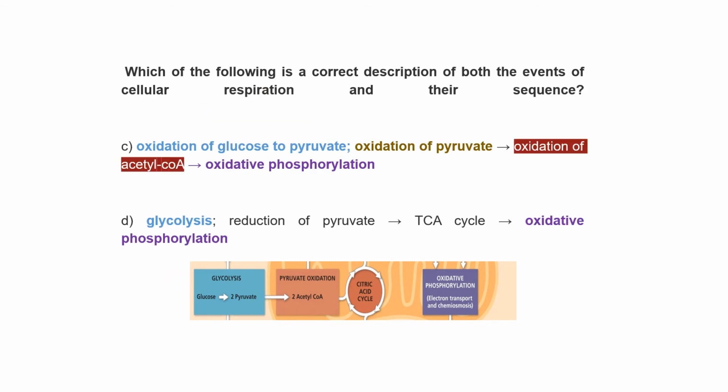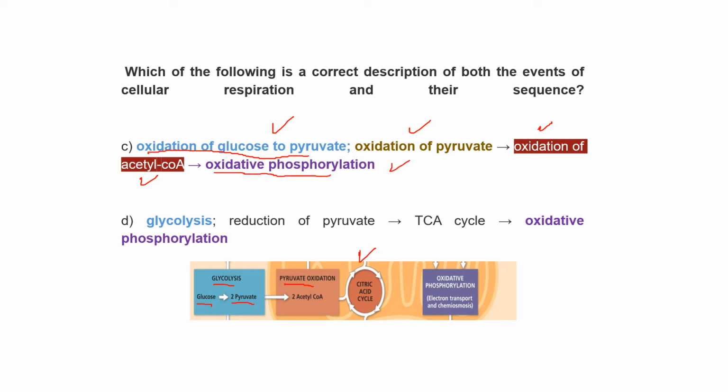Okay, let's go to C. So C is the oxidation of glucose to 2 pyruvate. This is exactly the definition of glycolysis. If you see glucose oxidized to pyruvate, good. Oxidation of pyruvate, or pyruvate oxidation, this is correct. Then the oxidation of the acetyl coenzyme A, this is correct. And finally the oxidative phosphorylation, this is correct.